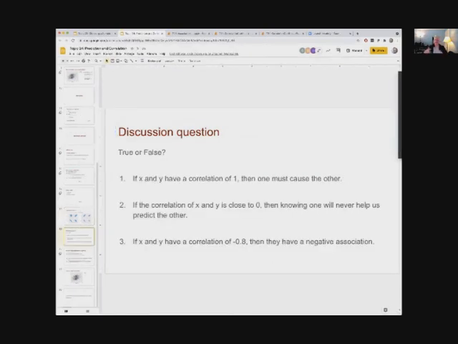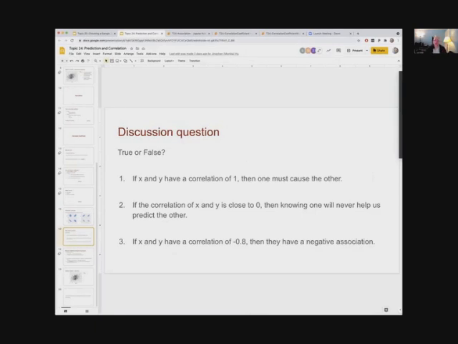Okay, and so, all right, let's just wrap up with this discussion question here. They're just a couple of true and falses, and then we can head out. If X and Y have a correlation of 1, then one must cause the other. True or false? I see some falses. Yeah, so this is false, right?